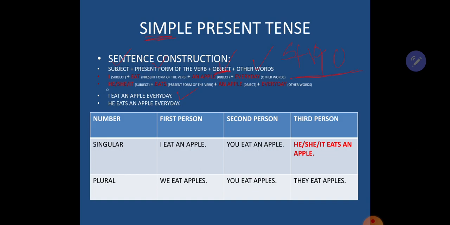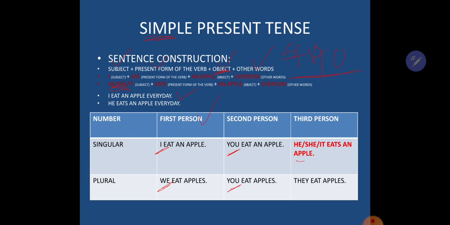Second example is he, she, it. That is the third person singular. You should know first person, second person, third person. When we talk about ourselves, when we mention ourselves, we use I. In plural, we use we. When we are talking to someone, when we are addressing them, we use you. You is used in singular as well as in plural. It is not different.